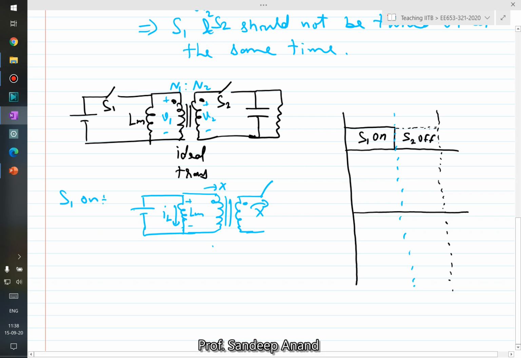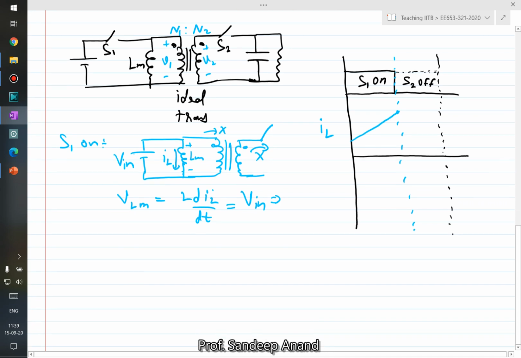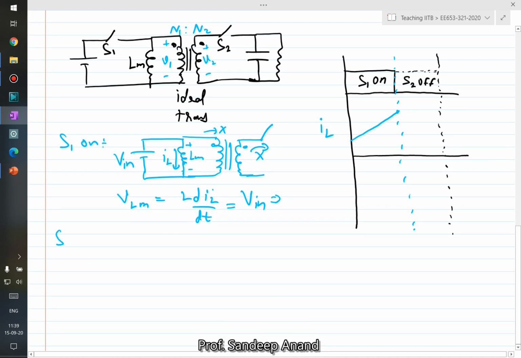If I write the equation, VLM is equal to L dIL by dt, which is equal to Vin, the input voltage, which implies that your inductor current would rise linearly from an initial point to a peak value. So far so good. Now let's see what happens if I turn on S2, and obviously S1 is now off.